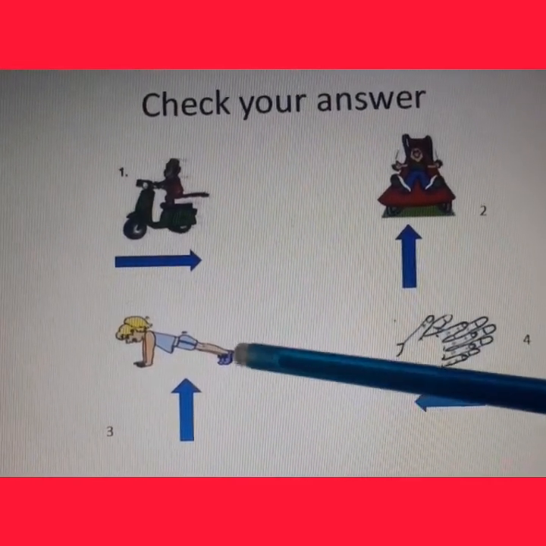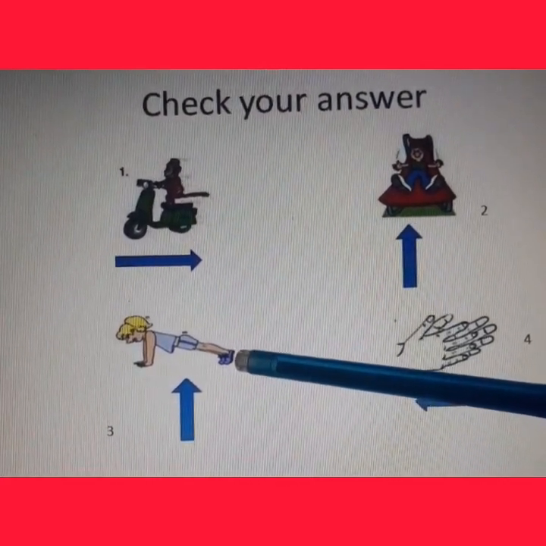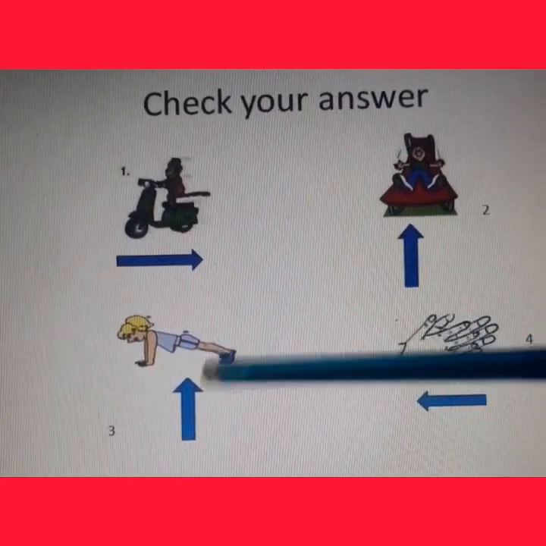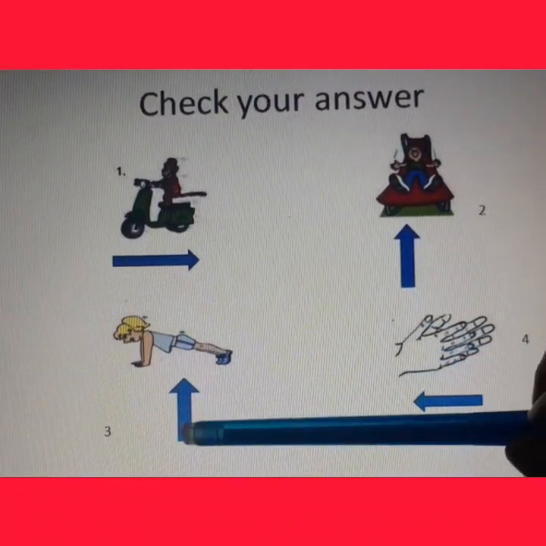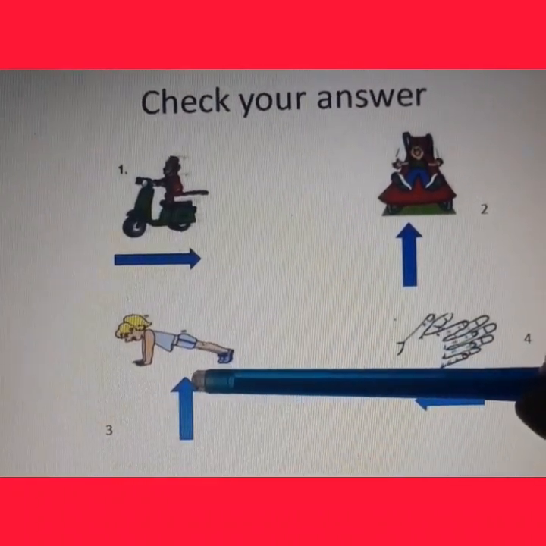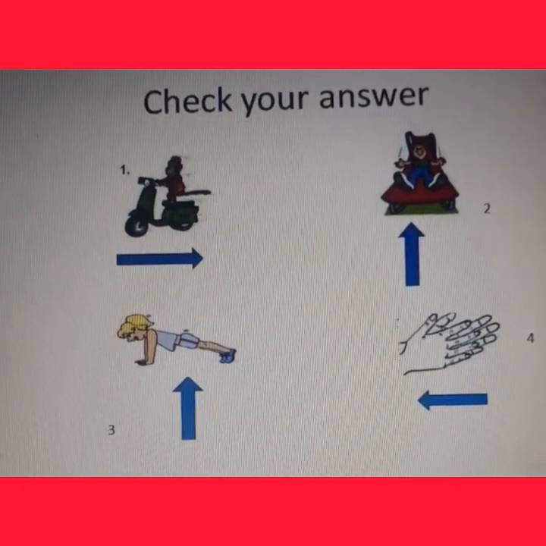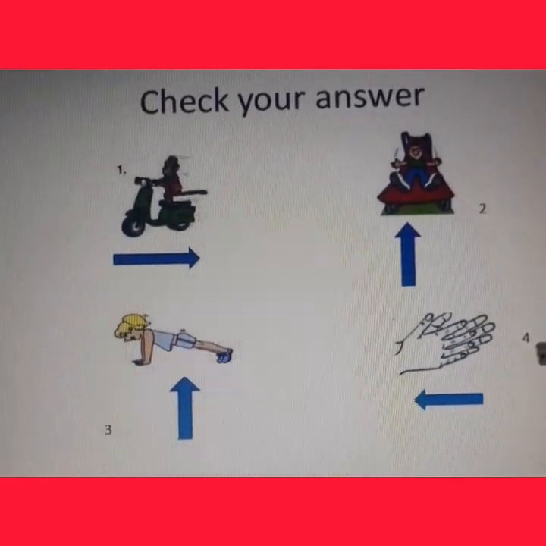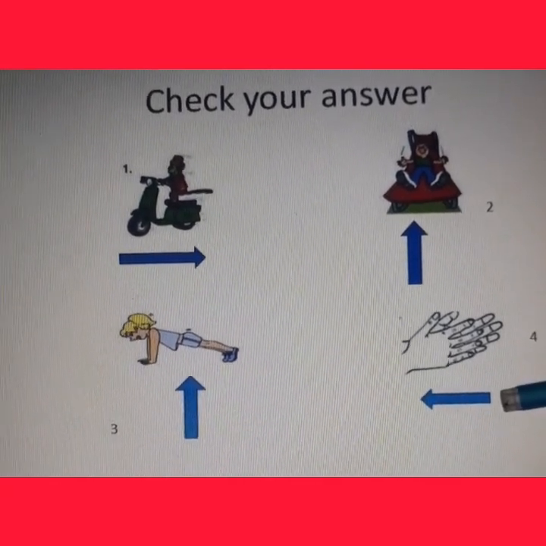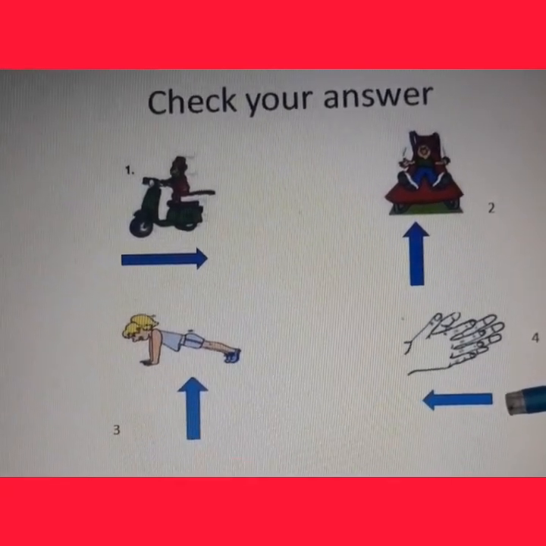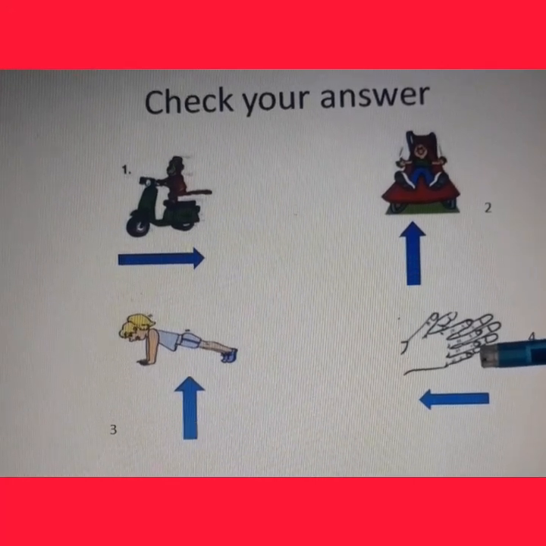In the third case, this girl is doing push ups. As she is going up and down, the frictional force will be in the upward direction. In the fourth case, it's a rubbing of the palms, so the frictional force will be in the opposite direction to the movement of the palm.